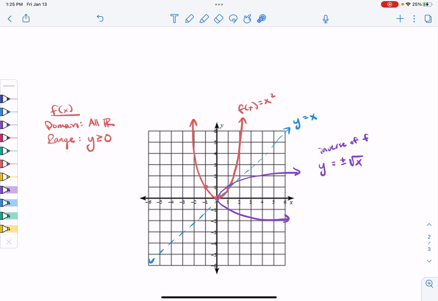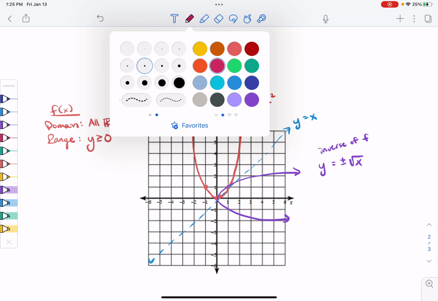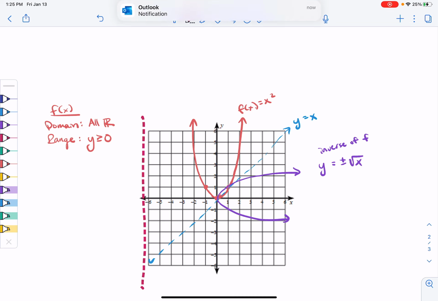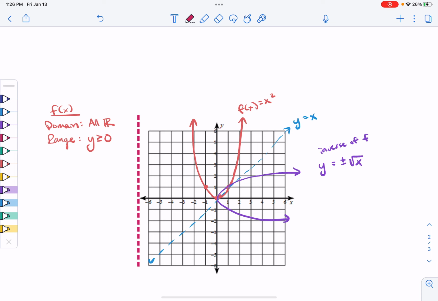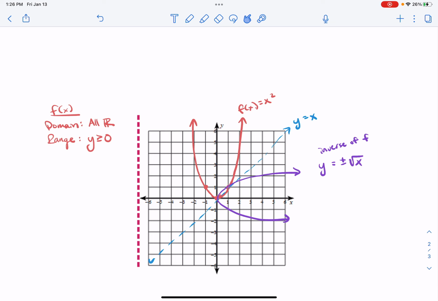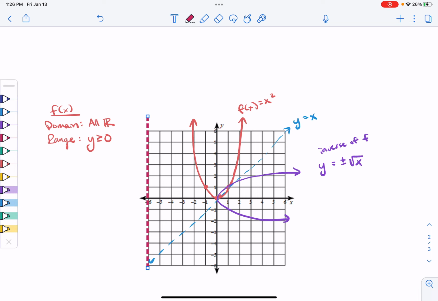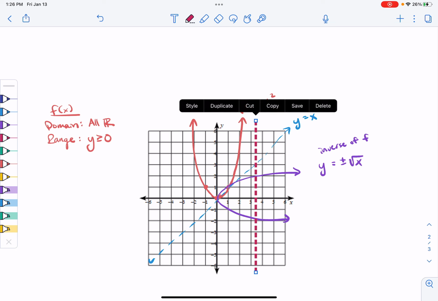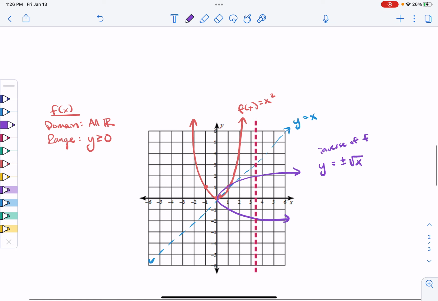A function must pass the vertical line test. If I take a dotted line here, and move it across, I only am ever intercepting my function, the salmon-colored one, once. For every x, there is one y. But notice when I get to the purple one, the inverse function, I start intercepting twice at a time, right? See how I have 2 points here where I'm intercepting this vertical line? For 1 x, I have 2 y's.